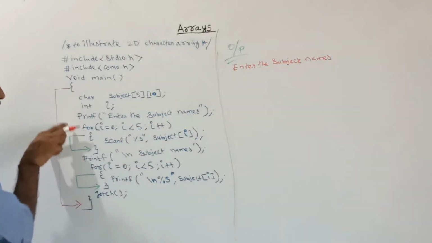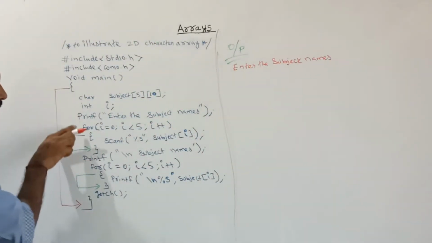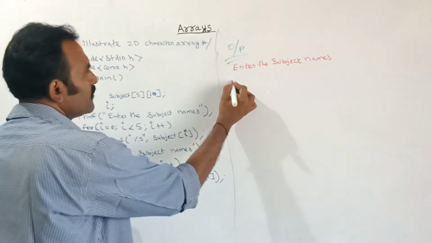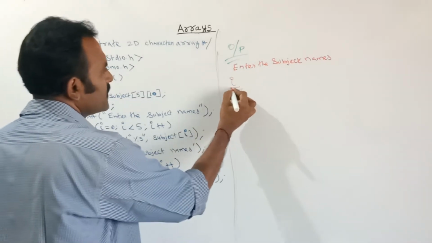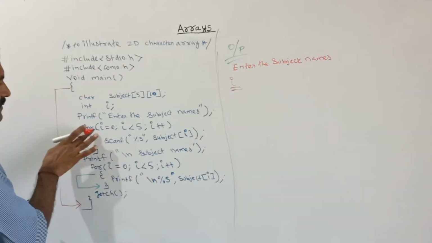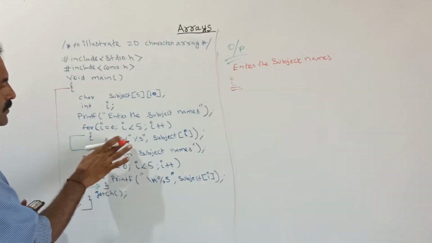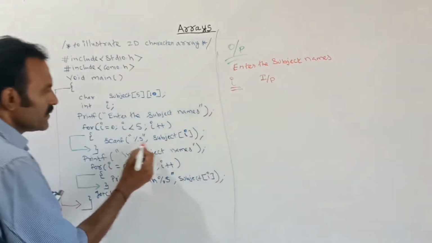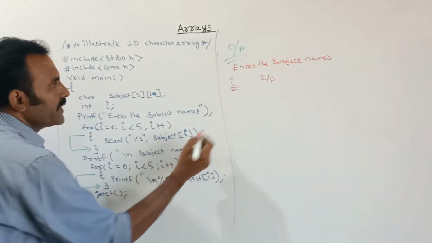See, after that it goes to the loop. Here I am using the for loop. Here the I value will be changed for each and every iteration. If the condition is true, inside I am telling it to give the input value. This is input. I am telling it to give the input for subject of I.